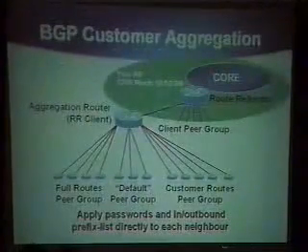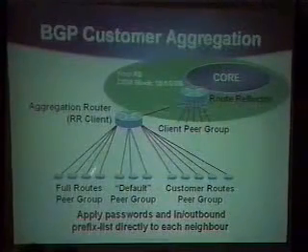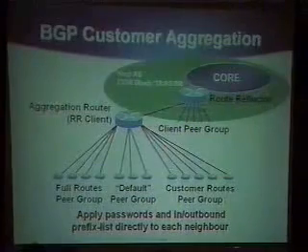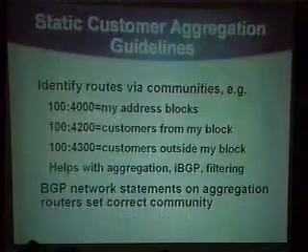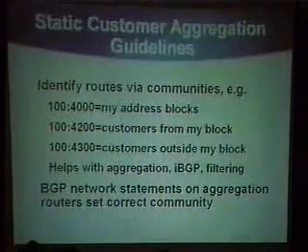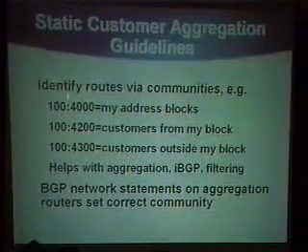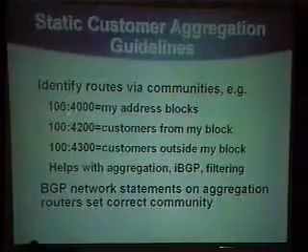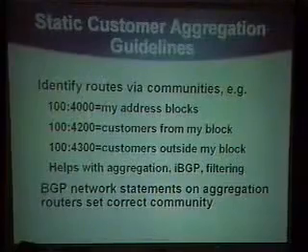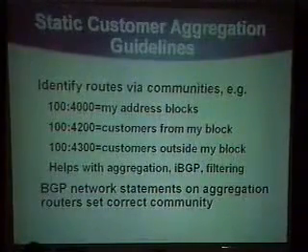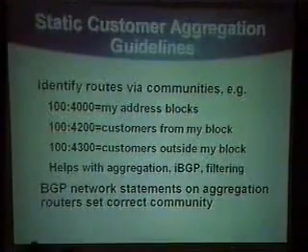So something like that. It's just a pretty picture for example. Using route reflector, you can send different peer groups to different customers, like that. What about static customers? Again, you can use communities to identify different routes. For example, 100:4000. These are your customers who are getting address space out of your address block. Put them into that community. Sorry, these are your address blocks. These are your aggregates.